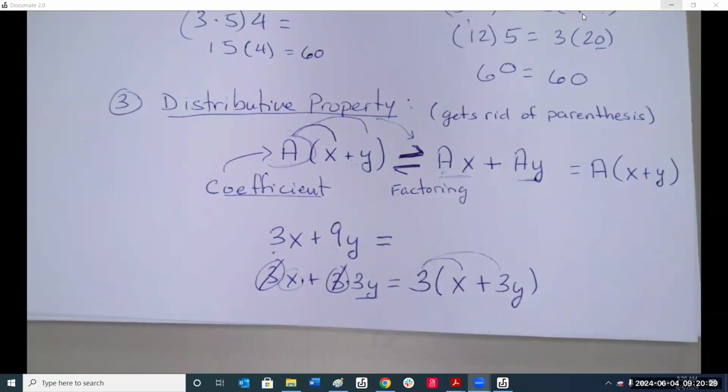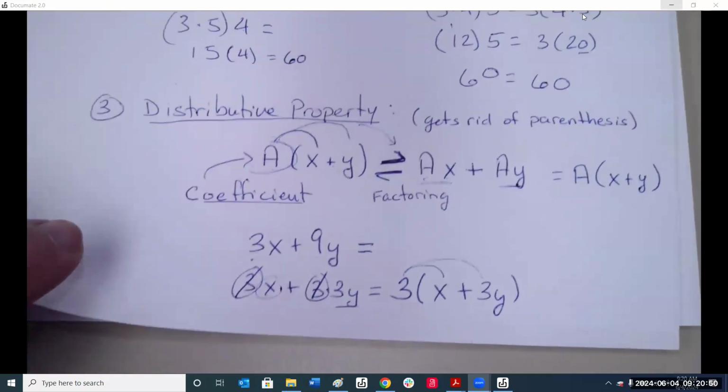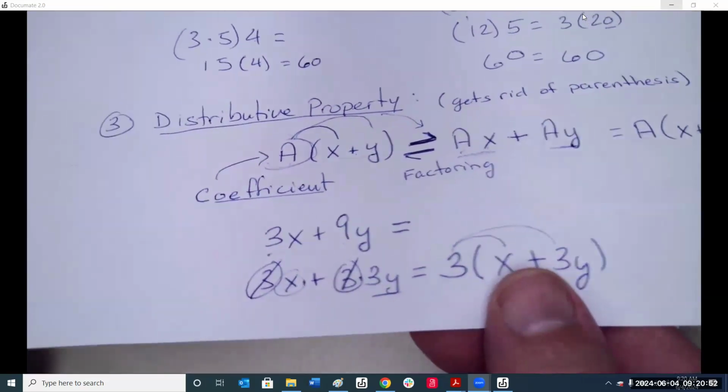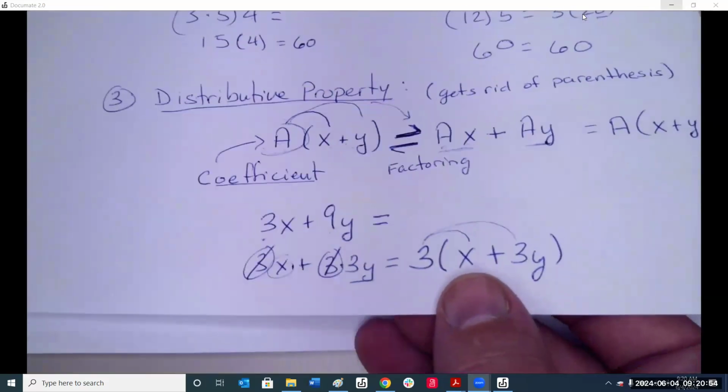So far, so good? Because how many have ever seen these rules before? This is how math should start. When you first learn math, this is how you should have started. You have to know the rules, what you can and what you can't do in math. Because if you do something you can't do, your answer is going to be wrong.